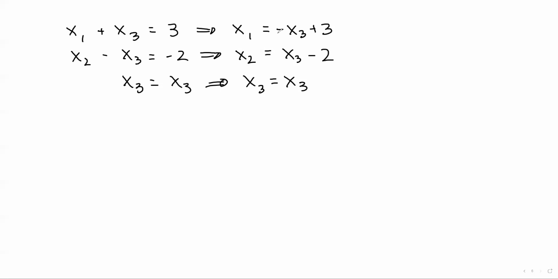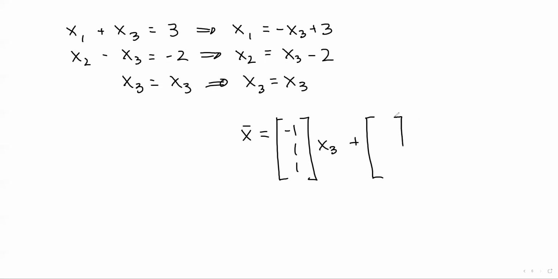We've got x1 defined in terms of x3, x2 defined in terms of x3, and x3 defined in terms of x3. So we can do this cool thing where we just write x equals. We take the coefficients from this first equation: -1, 1, and 1 times x3, so it's like we factored out the x3. And then over here, we take the numbers that are left: 3, -2, and 0. This represents the same thing, just written in vector form.